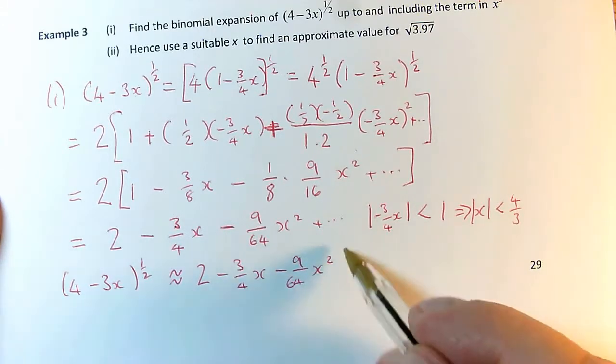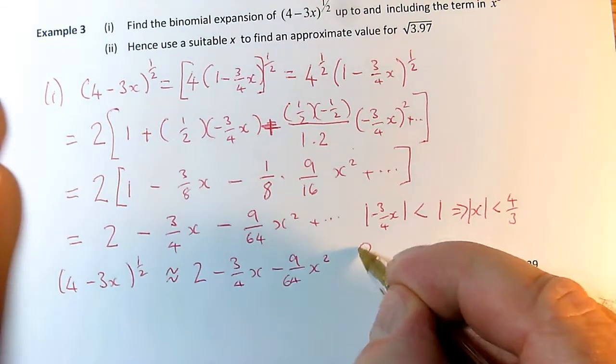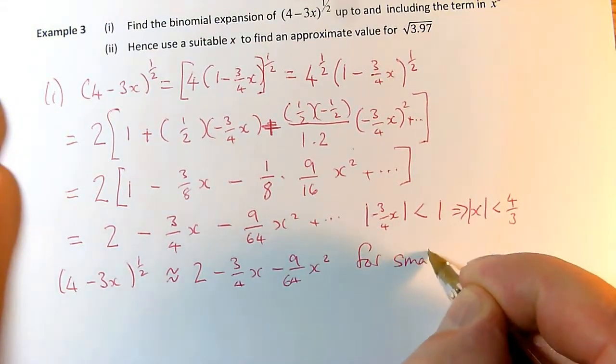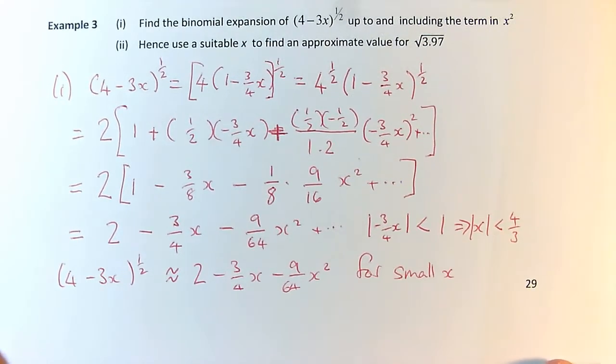I'm missing out the x cubed and all the other terms, but if x is small, then the x cubed and x to the 4 and so on terms are going to be really, really tiny, and they're not going to matter much. So that's the idea we use when we're doing an approximation.